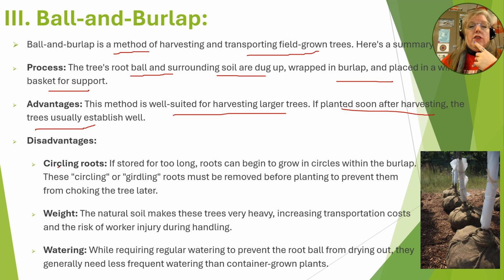The disadvantage is you have circling roots, which I'll show you some more about. If they're stored too long in these root balls, the roots can grow and circle inside the burlap, and these circling roots, or girdling is what they also call them, they have to be removed before you plant them, otherwise it'll choke the tree later.